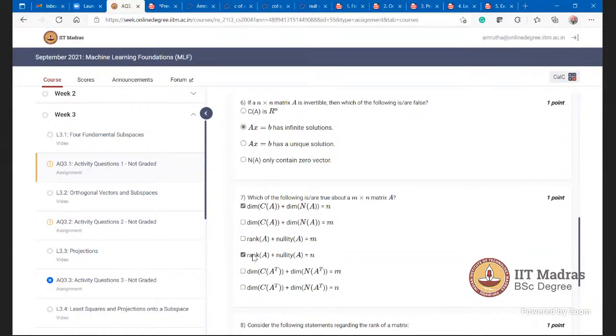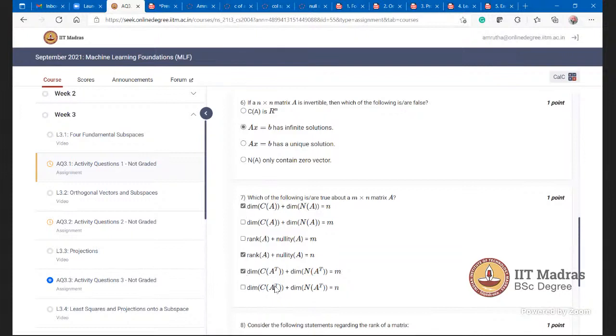Whereas rank of A is R plus nullity is n minus R. So therefore, you will get n. And this dimension of C of A transpose, so column space of A transpose is what? It's your row space. So therefore, here you will get m minus R plus the dimension of N of A transpose, which is your dimension of your left null space, that is m minus R. So we cancel R and R. So you will get your m here. So these three are the correct options.